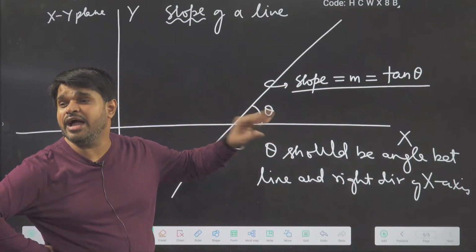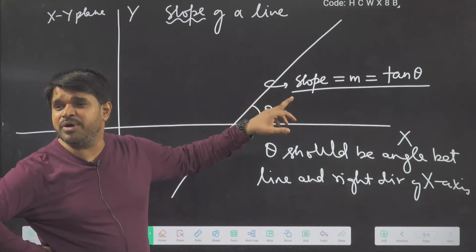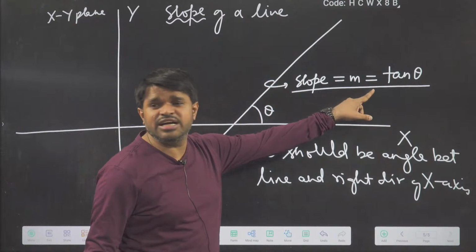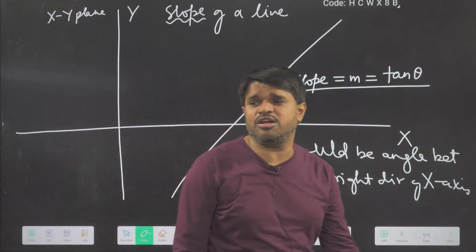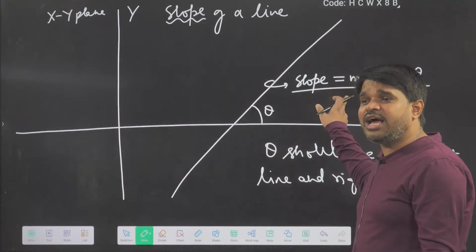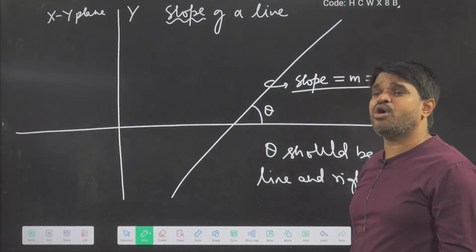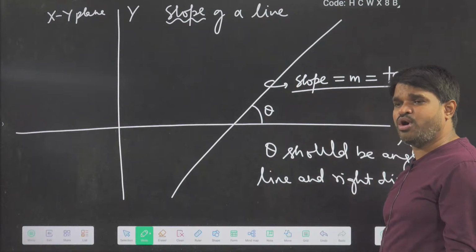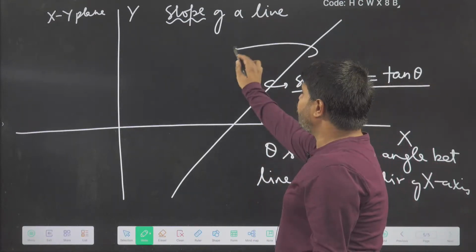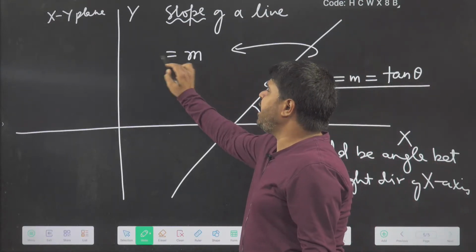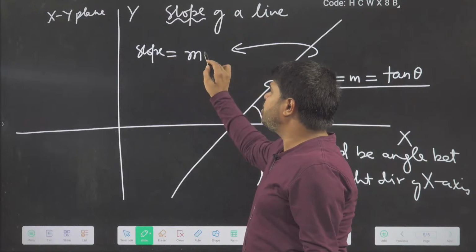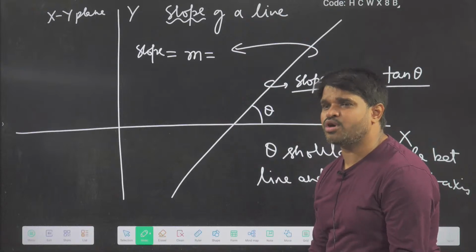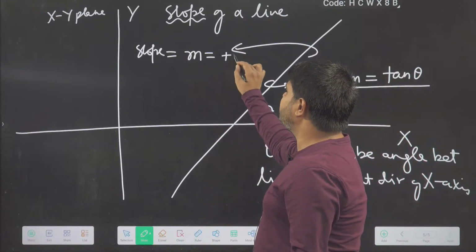As per my drawing, is this theta acute or obtuse? Theta is acute, so tan theta will be positive. As theta is acute, slope will be positive. M is used for slope. So the slope of this line is positive.